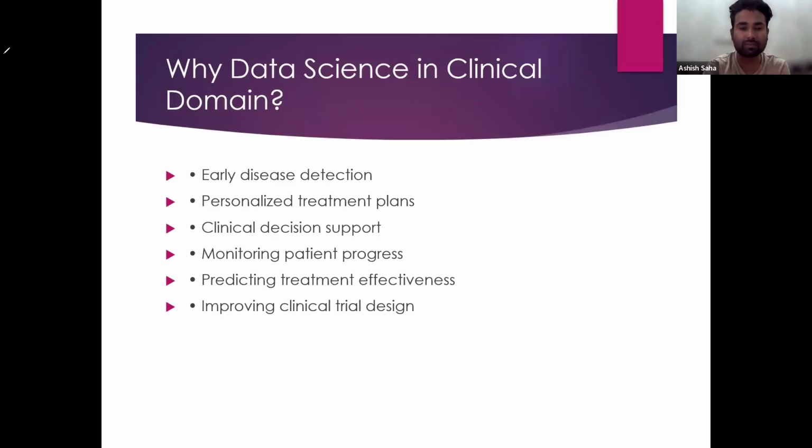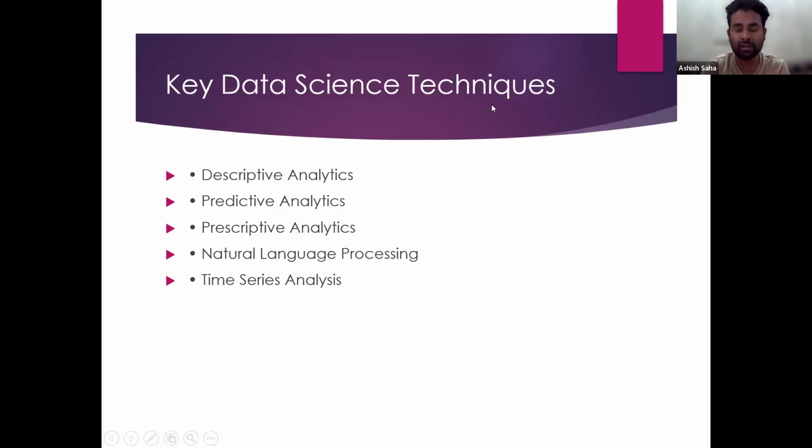Now let's move to the next point. We have some key data science techniques that help me analyze the data. First one is descriptive analytics. In descriptive analytics, we try to find what type of problem that person has, right? Second one is predictive analytics. In predictive analytics, we try to predict the future based on the past pattern. The next one is prescriptive analytics. In prescriptive analytics, we try to give the prescription. The person that has a disease, we try to give some prescription.